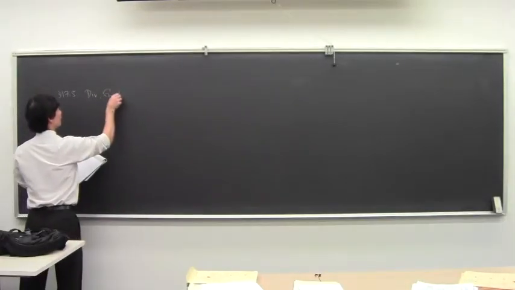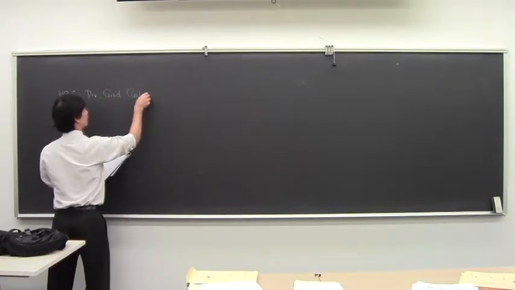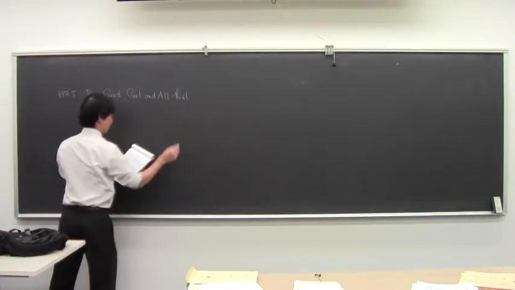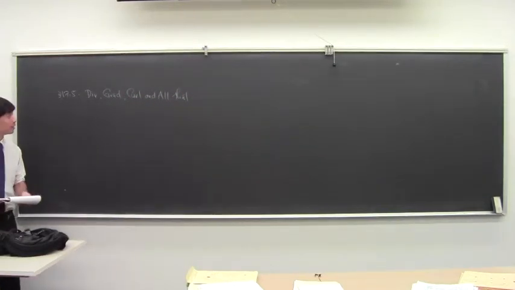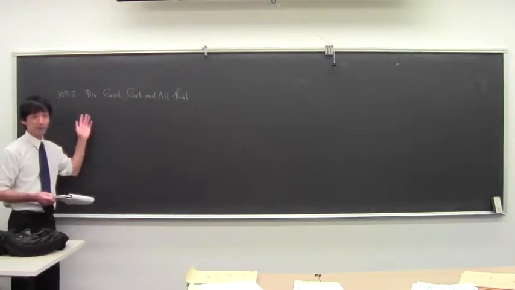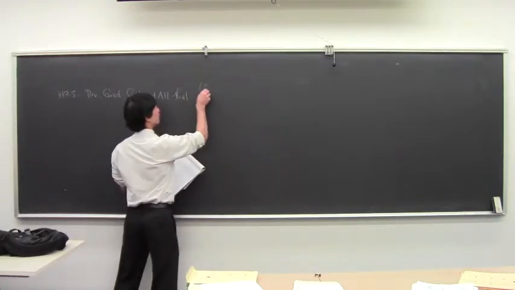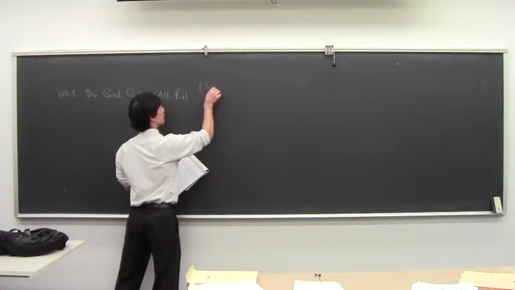Section 17.5 has these things called div, grad, and curl. There's actually a book called Div, Grad, and Curl, and All That. If you want, you can look up this book. It's by somebody whose last name is, I think, Schey.